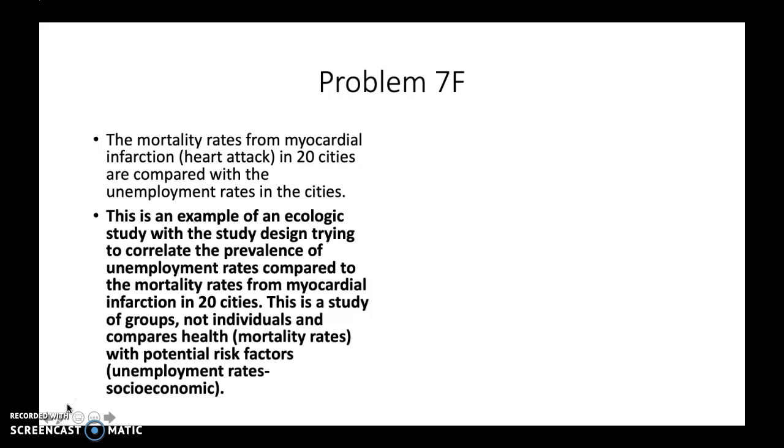So this is an example of an ecologic study with the study design trying to correlate the prevalence of unemployment rates compared to the mortality rates from myocardial infarction in those 20 cities. This is a study of groups and not individuals and compares health with potential risk factors. So mortality rates being health and the unemployment rates or socioeconomic risk factors.